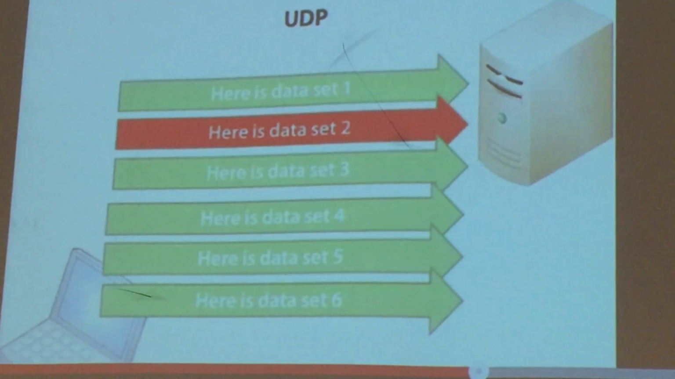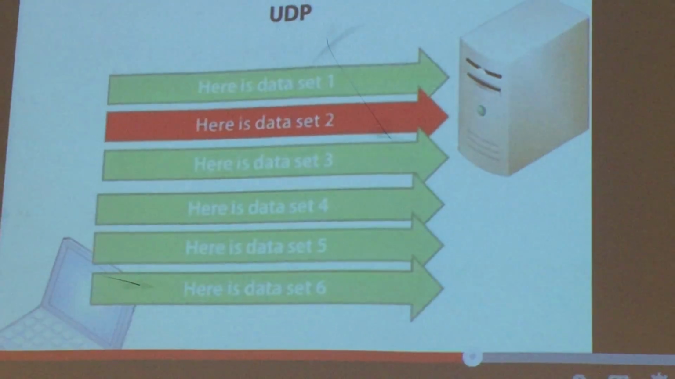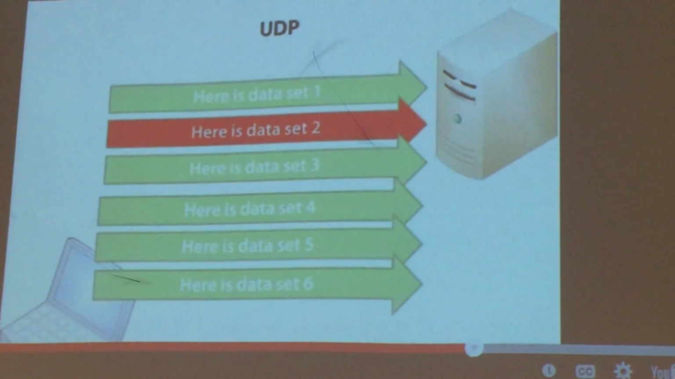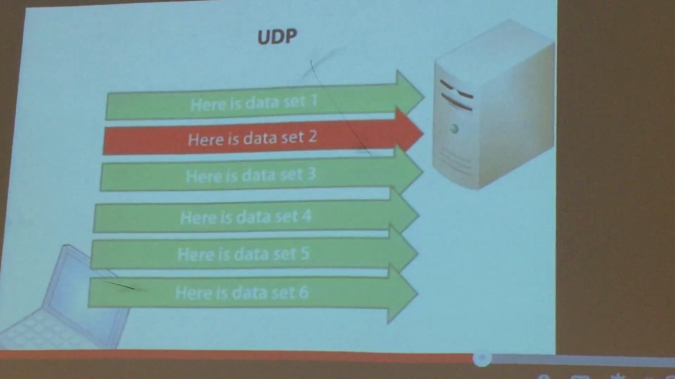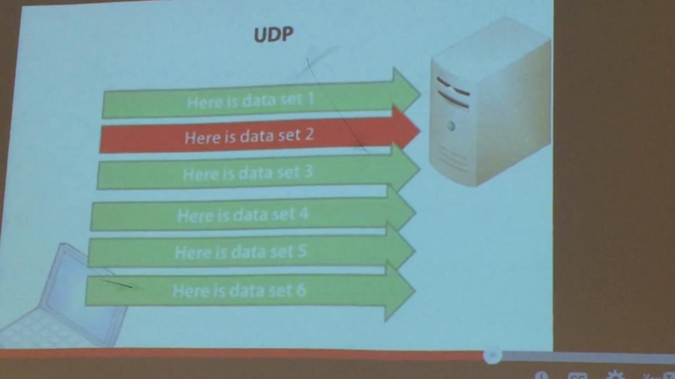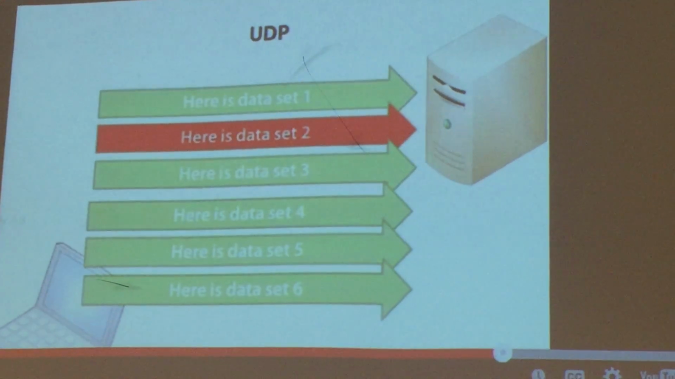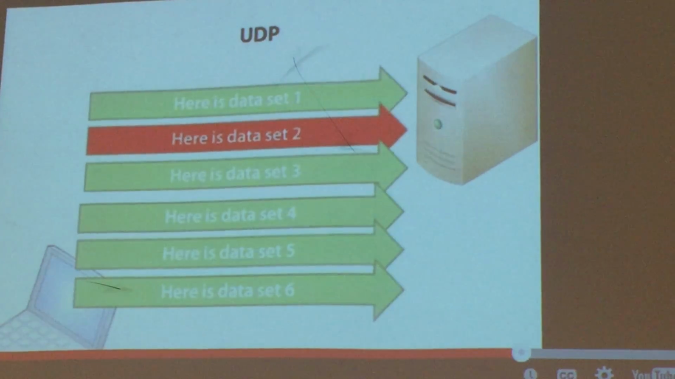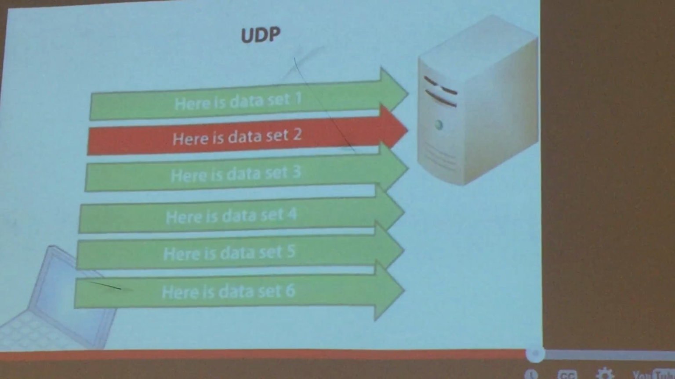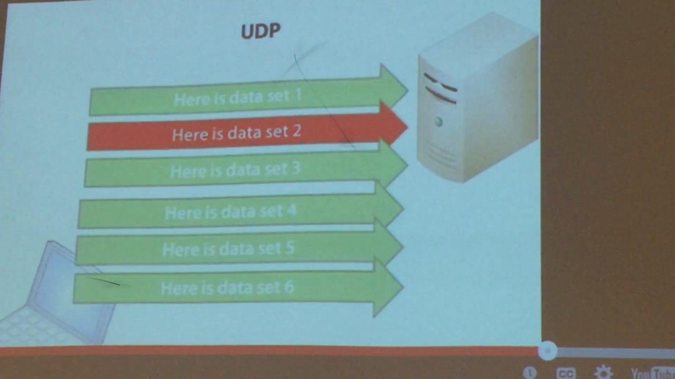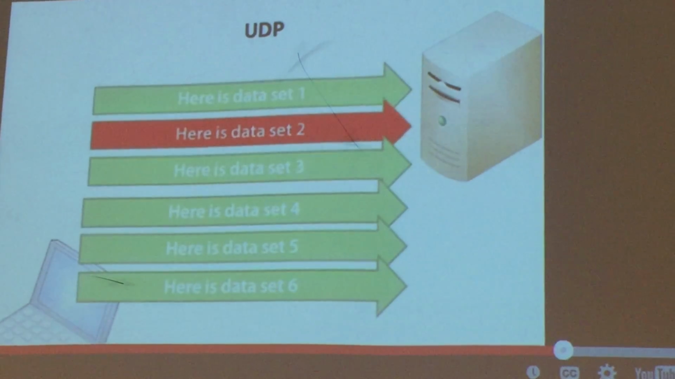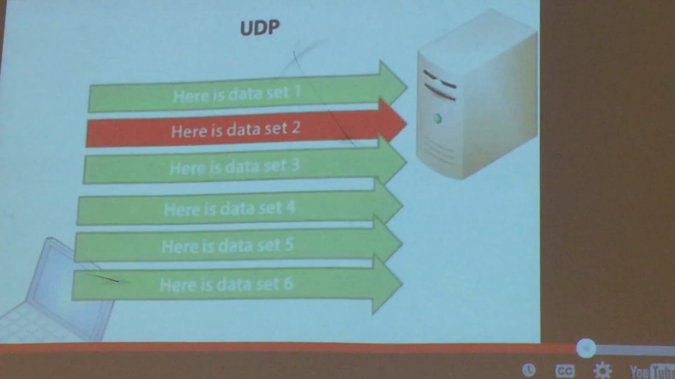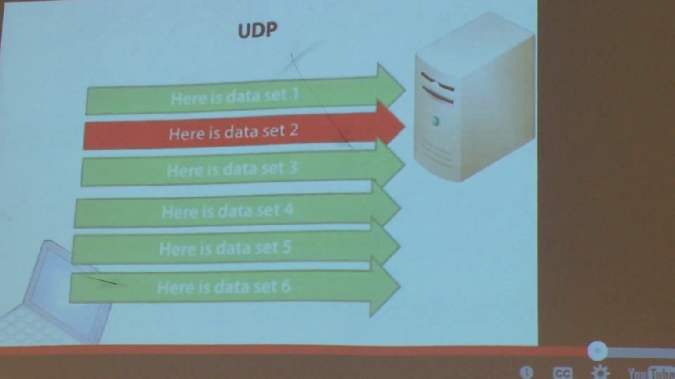UDP is great if it's okay to be missing some data. Video conferencing is a great example. Let's say data set 2 represented second 2 in a video conference. By the time TCP would realize that data set 2 is missing and the sending computer resent that packet, we would already be several seconds down in the conversation. So taking that second of the video conference and replaying it 5 or 6 seconds later would be completely inappropriate. So UDP, with the lower overhead and without all the overhead of the session process, is much more efficient. So it's better for something like video conferencing.